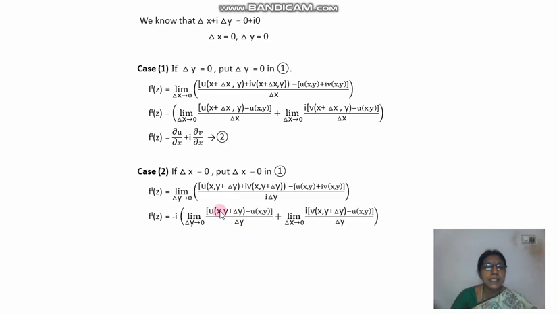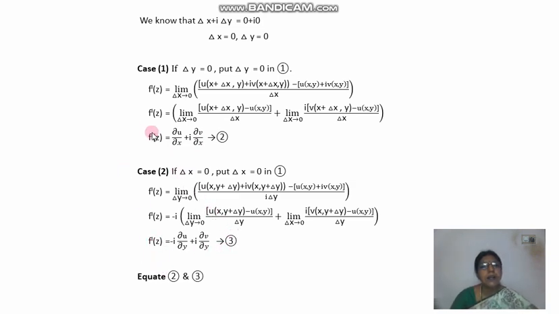So x is constant, u derivative with respect to y is denoted by dou u by dou y. So f dash z is equal to first term minus i dou u by dou y. Similarly i is there, the remaining after limit applying we have dou v by dou y. This is equation 3. Now from 1 we get two equations, which is equation 2, f dash z. This is equation 3, which is f dash z.